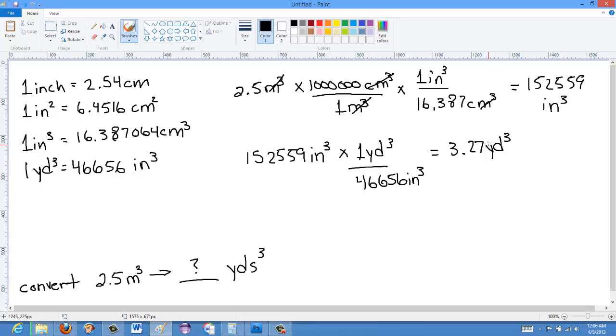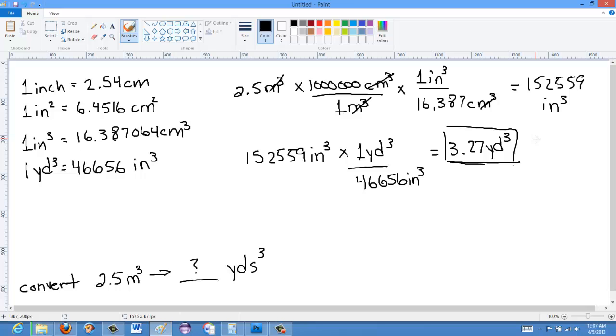Now this actually kind of makes sense too, because you should know that a yard is almost the same as a meter. A yard is slightly smaller than a meter. So if I have 2.5 meters cubed to start with, when I convert it to yards, it should be a very similar number. And this one is a pretty similar number, and so this is why I would suspect that I am actually correct. Now if I found, let's say, 152,000 cubic yards, I'd have to say, well, clearly this is not correct.